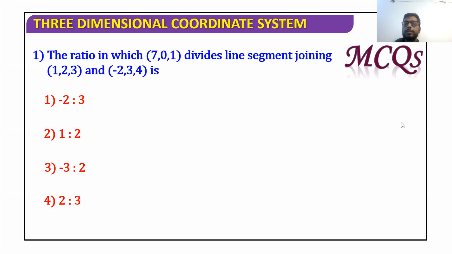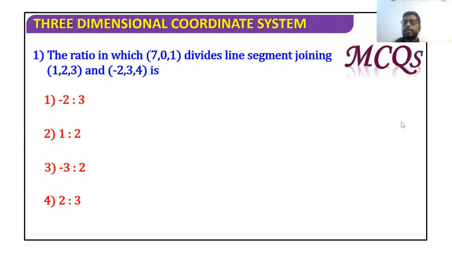Consider your point A, which is 1, 2, 3. Therefore, your x1 is 1, y1 is 2, and z1 is 3. Consider point B, which is -2, 3, 4. So your x2 in this case is -2, y2 is 3, and z2 is 4. And there is a point P, which has coordinates x, y, z equal to 7, 0, 1. So I have to find in which ratio it's dividing, and the formula for that is x1 minus x upon x minus x2.